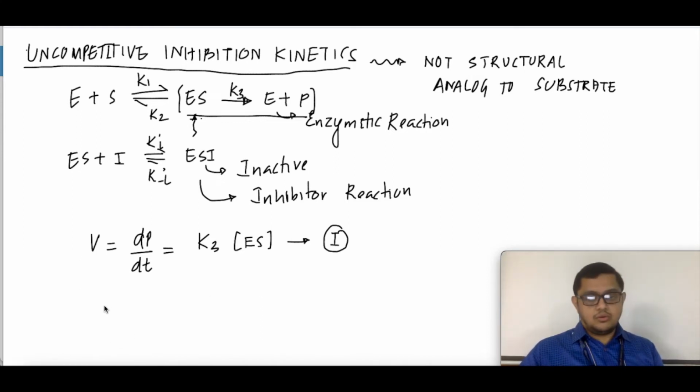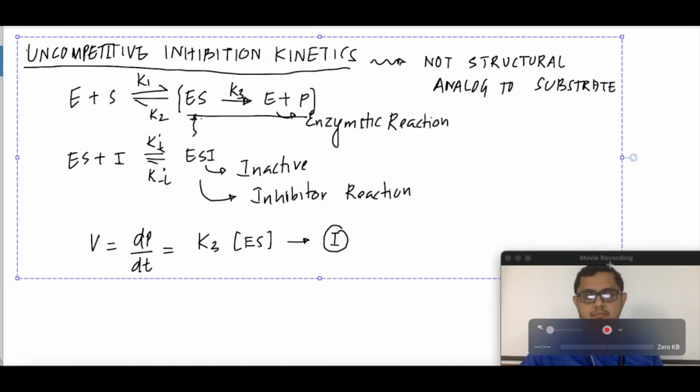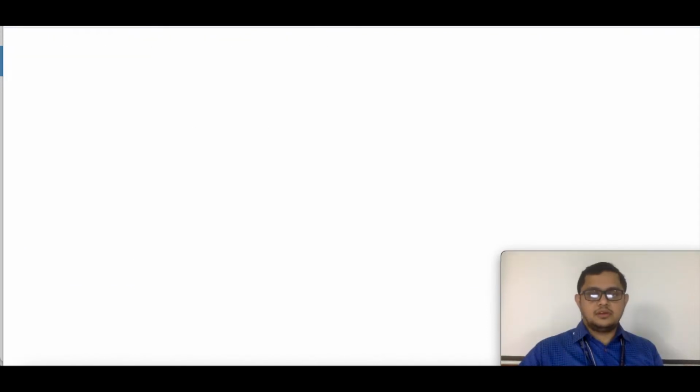Now we need to replace this ES, because ES is unmeasurable in the experiment, so we replace it with a known quantity. How? We will take the enzymatic reaction. Let me erase this. Just take the enzymatic reaction. So, what is that enzymatic reaction? As I said, E plus S, I am rewriting that.